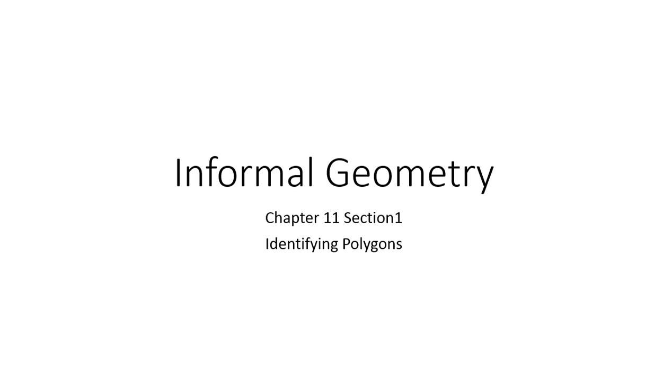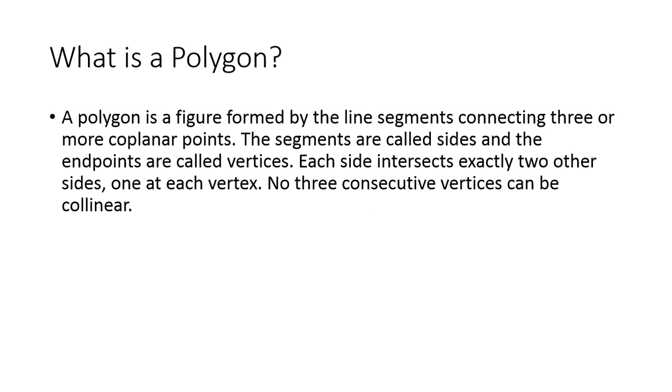Okay, looking at informal geometry, we are looking at chapter 11, section 1. In this chapter, we're going to be looking at polygons. We're going to start off by identifying what a polygon is and how polygons are different from other shapes. So first off, what is a polygon? This is the official definition.